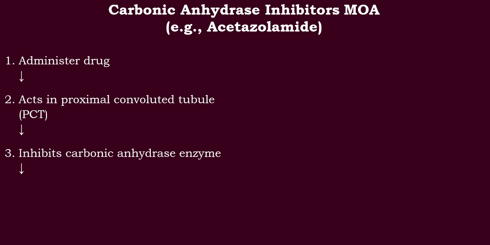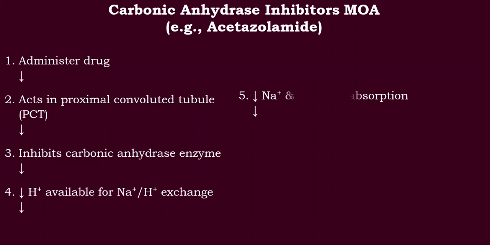Right. So step 4 follows directly. Inhibit the enzyme, and you get fewer hydrogen ions inside the cell. The availability goes down. Okay, fewer H+ ions inside the PCT cell. Got it. And step 5, that impacts reabsorption. How does that link work? It links to a transporter. There's a sodium-hydrogen exchanger on the cell membrane facing the tubule. It usually swaps sodium in for hydrogen out. Okay, a swap mechanism. Exactly.